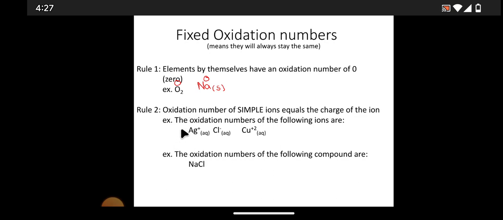Simple ions have the oxidation number of the charge. So like Ag+ has an oxidation number of +1, Cl- has a -1, and Cu2+ has an oxidation number of +2. Within a compound, if it's a simple ion compound, or an ionic compound coming together like NaCl, the sodium has an oxidation number of +1, and the chlorine has a -1. If it is a compound, then you want your oxidation numbers to add to 0. So +1, -1 would equal 0. This helps us when our compounds get more complicated.